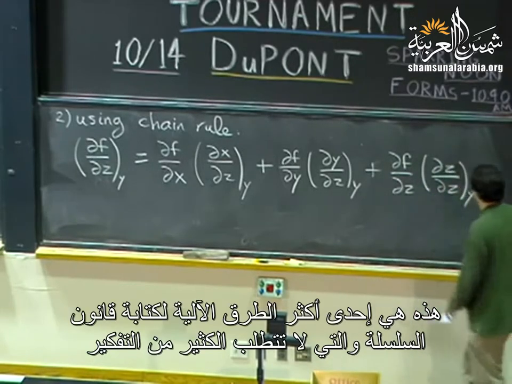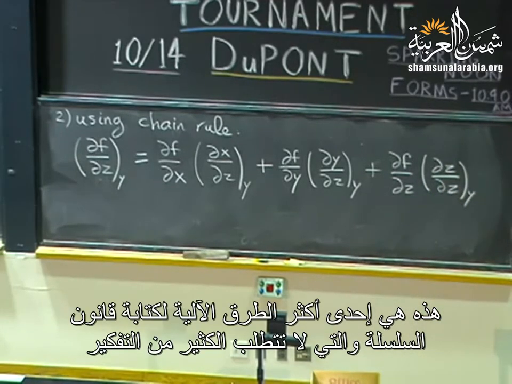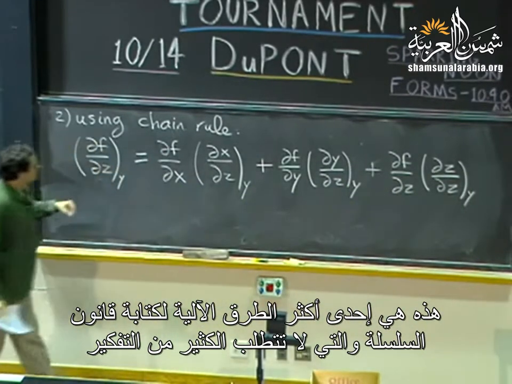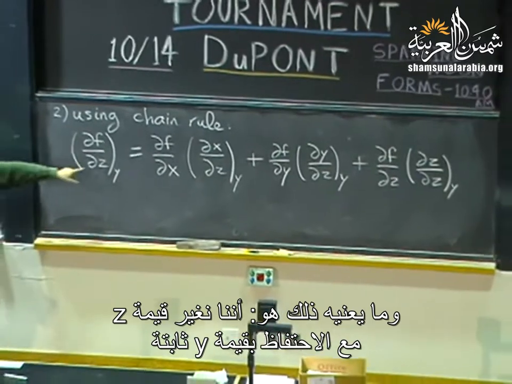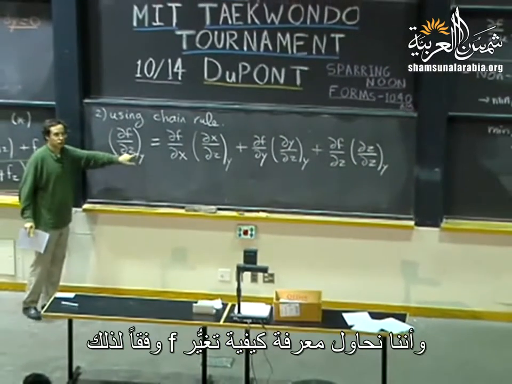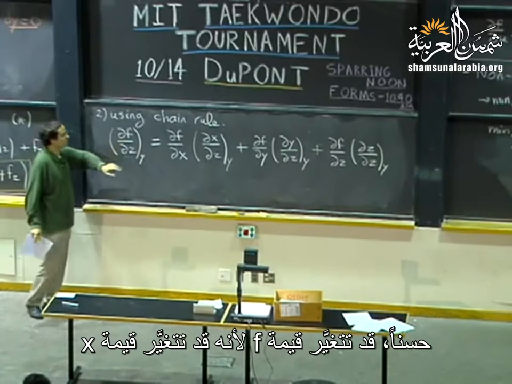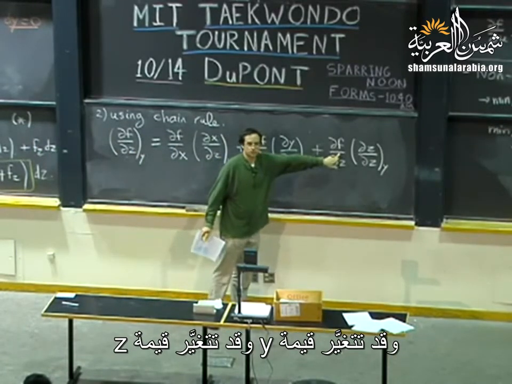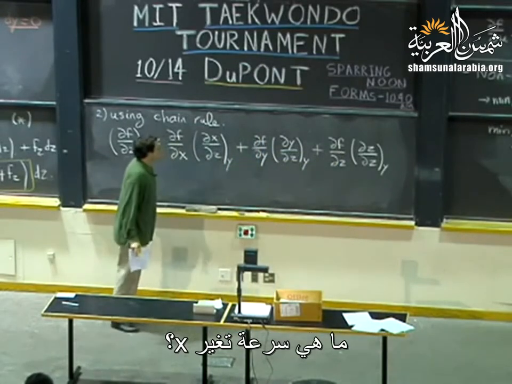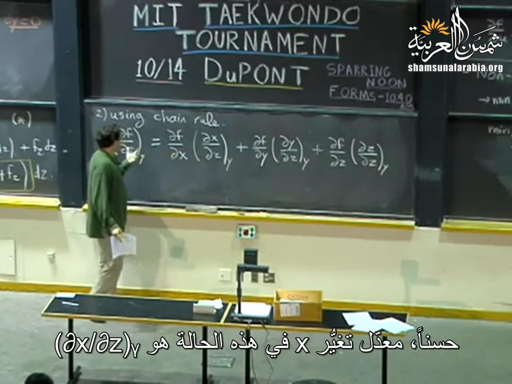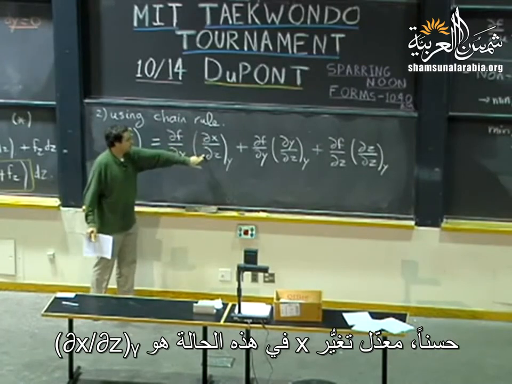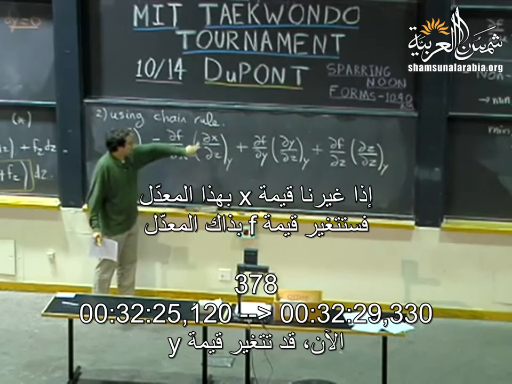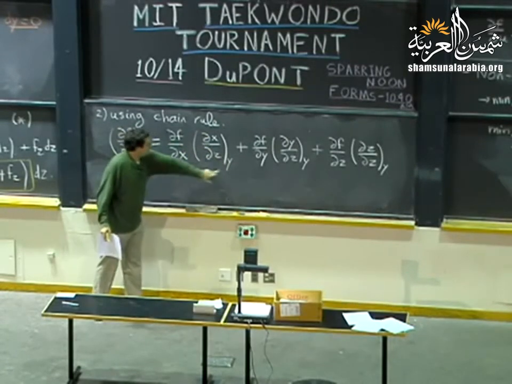Okay, so that's the most mechanical and mindless way of writing down the chain rule. I'm just saying here, let's say that I'm varying z, keeping y constant, and I want to know how f changes. Well, f might change because x might change, y might change, and z might change. Now, how quickly does x change? Well, the rate of change of x in this situation is partial x partial z with y held constant. So if I change x at this rate, then f will change at that rate.